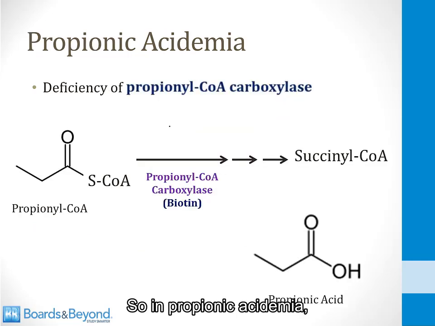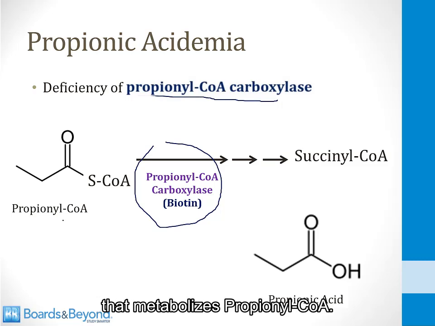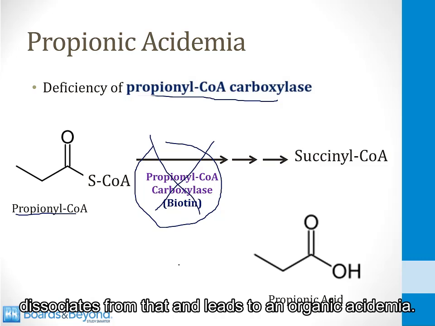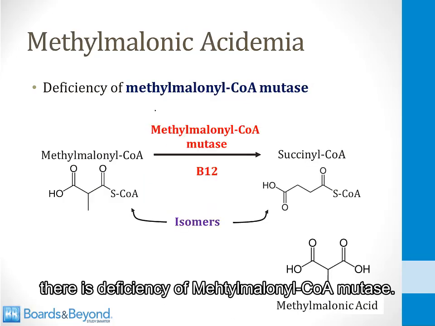So in propionic acidemia, there is deficiency of an enzyme called propionyl-CoA carboxylase. This is a biotin-dependent enzyme that metabolizes propionyl-CoA. When this enzyme is deficient, levels of propionyl-CoA build up, and then propionic acid dissociates from that and leads to an organic acidemia. In methylmalonic acidemia, there is deficiency of methylmalonyl-CoA mutase.